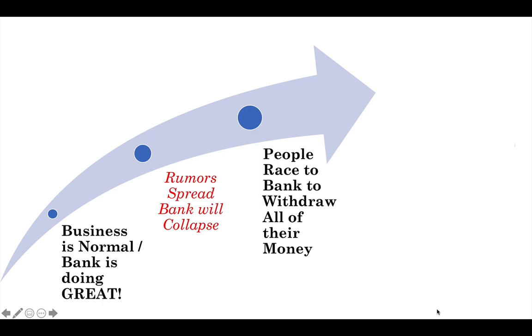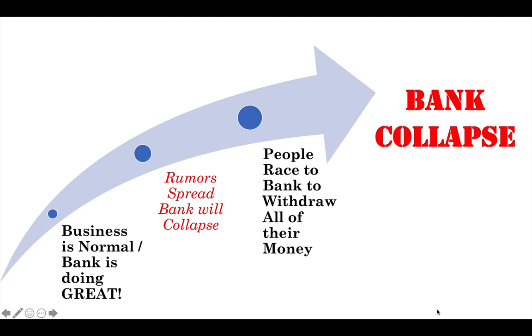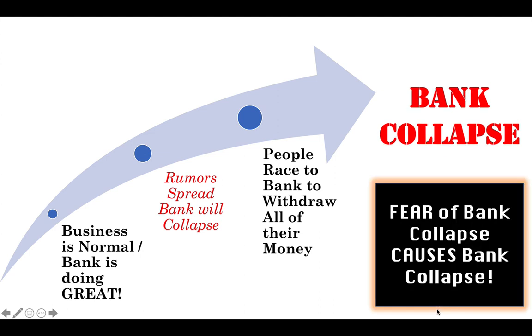Because if you don't, and that bank goes out of business and those people know something you don't, you're going to lose everything. So what happens is even a rumor would cause people to run. That's why they call it bank runs. People would run to the bank to get all their money out. And lo and behold, the bank collapses, even though the bank was in good shape and was doing great business. Literally, the fear of a bank collapse would be enough to cause a bank to collapse.